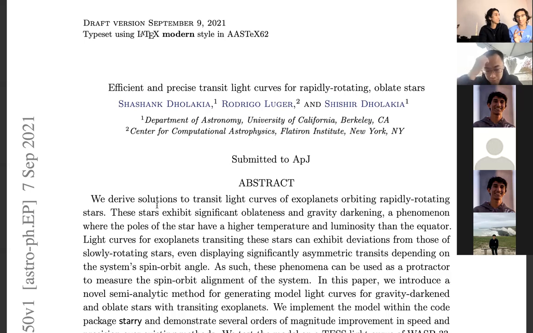Sure. Thank you for that. We'll be talking about our paper and then roughly stars and exoplanets. It's called Efficient and Precise Transit Light Curve for Rapidly Rotating Oblate Stars.